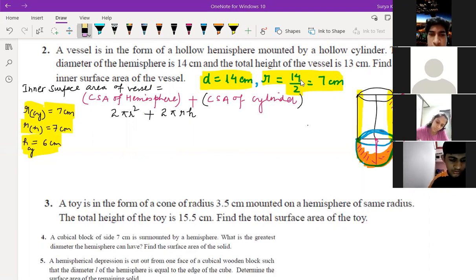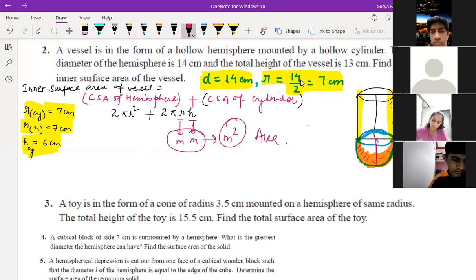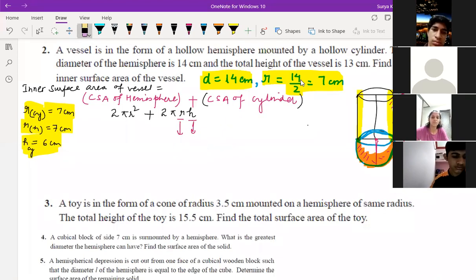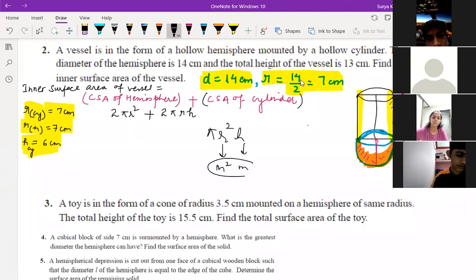Here also, see, there is radius and height. The radius is meter and height is also meter, so both together are meter square. This is nothing but area only. Understood, Praharshan? Yes, sir. So by dimension you can understand which is area and which is volume. Suppose you are writing pi r square h: r square is meter square and h is meter. If you multiply both, meter to the power 3. Like that you can understand whether it is CSA, TSA or normal volume.